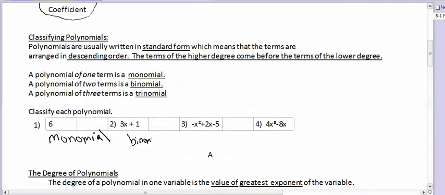Oh, sorry. The next one, we have a negative x squared plus 2x minus 5. That's 3 terms, and that's a trinomial. And the last one, we just have 2 terms, and that's a binomial.